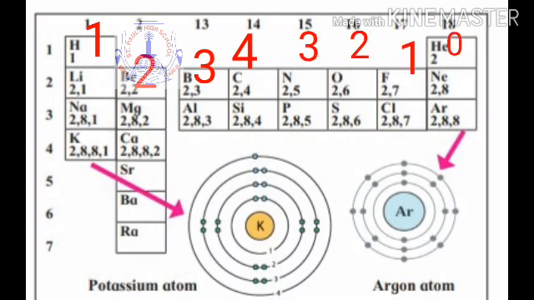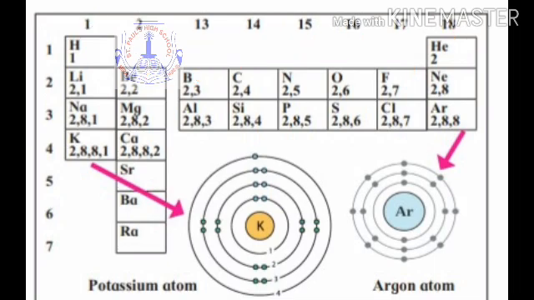So how does the valency show gradation? It shows like 1, 2, 3, 4, then 3, 2, 1 and 0. So this way you find gradation in the valency of the elements across a period. After valency, we saw how the valency increased and then decreased and became 0. Now we come to atomic size.